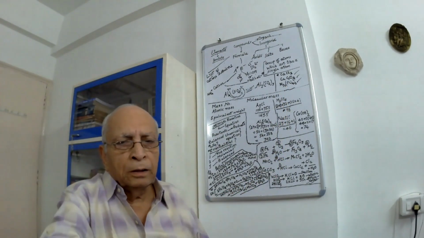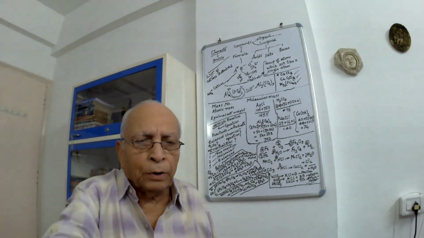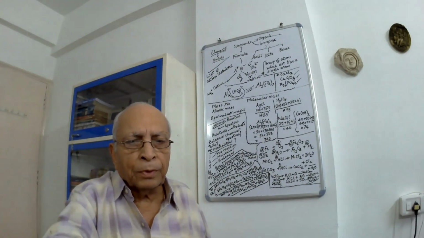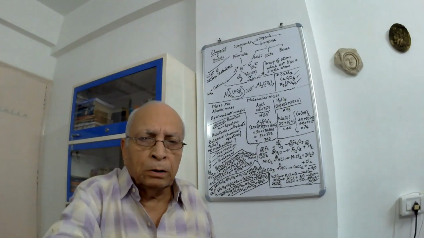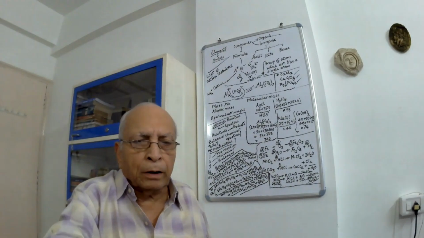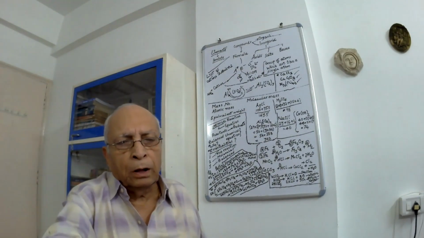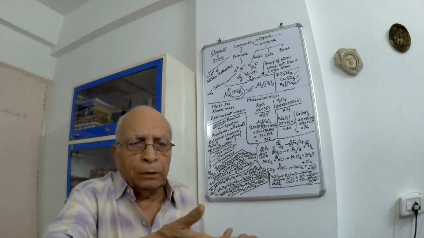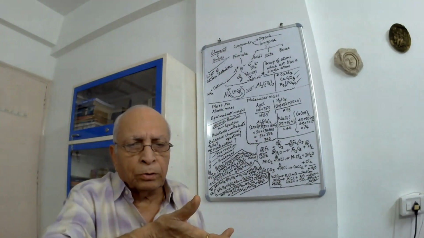Similarly, Mg3(PO4)2 is known as magnesium phosphate. It will be better that you practice writing the correct formula of a particular inorganic compound. May it be an acid, may it be a base, or may it be a salt.